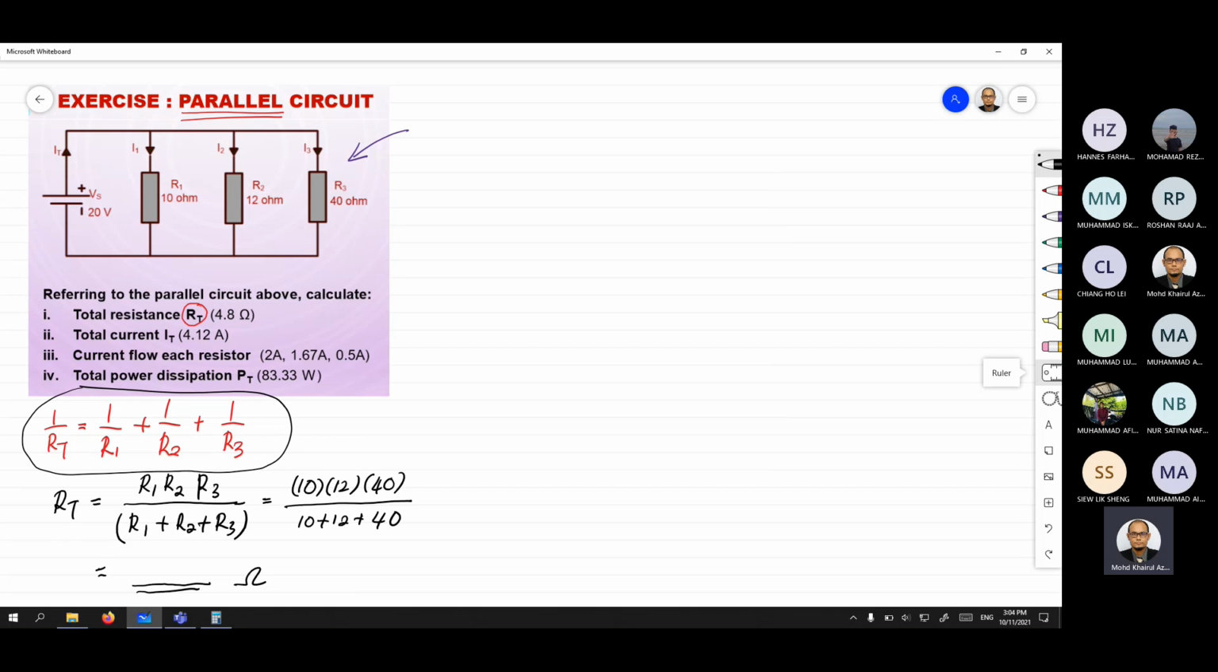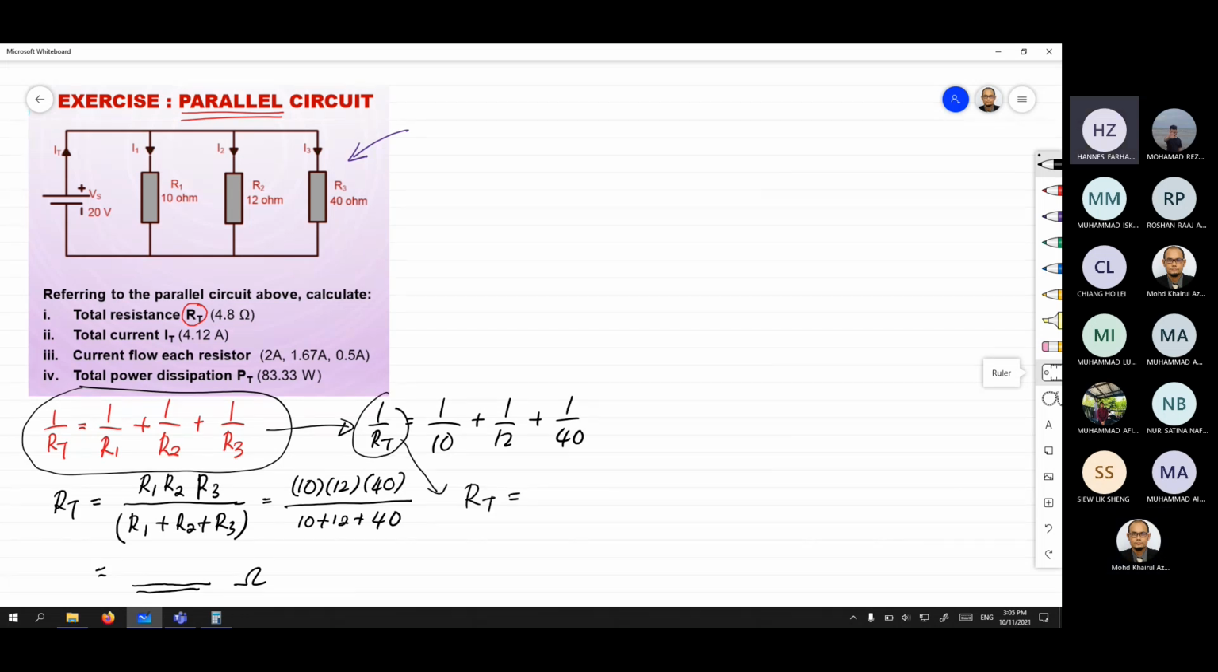Oh, wait. My bad. Okay, kalau cara biasa ni berapa? 1 per R total, 1/10 tambah 1/12 tambah 1/40. Dan you cuba kira lah benda tu. Berapa? 4.8. 4.8.